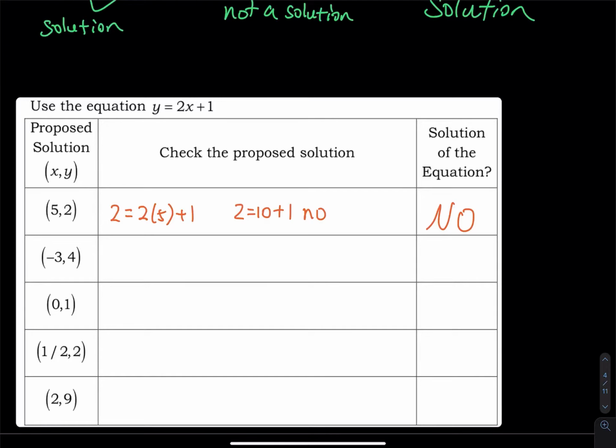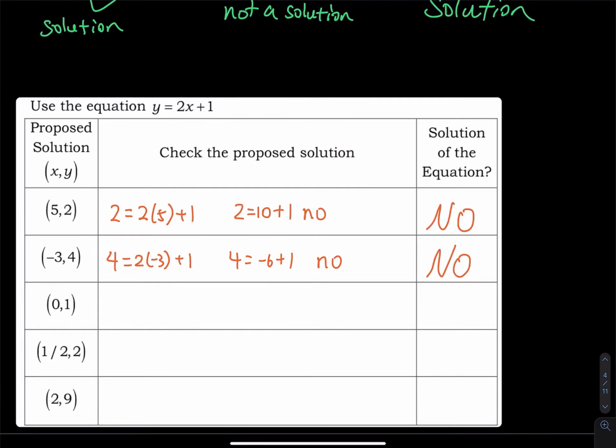When y equals 4, we have 2 times -3 plus 1. So 4 equals -6 plus 1. That is not true, they are not equal. So that means the given ordered pair is not a solution. How about 0, 1? When y equals 1, we have 2 times 0 plus 1. So this is 1 equals 0 plus 1. This is true. So that means the given ordered pair is a solution.